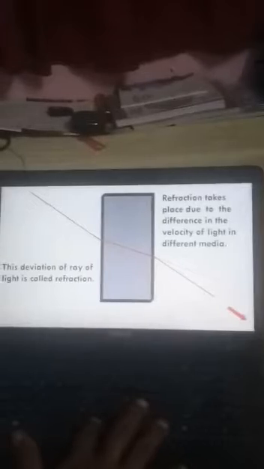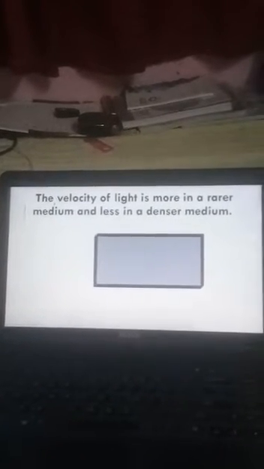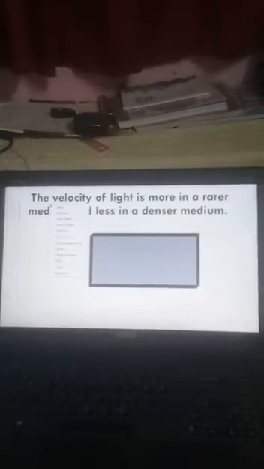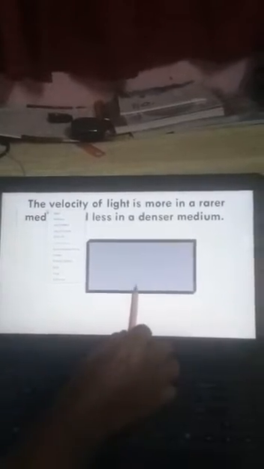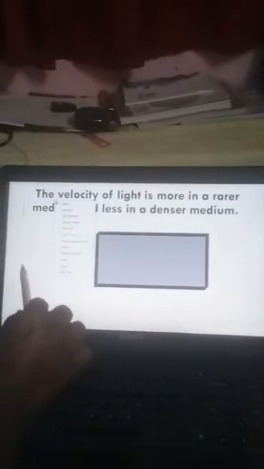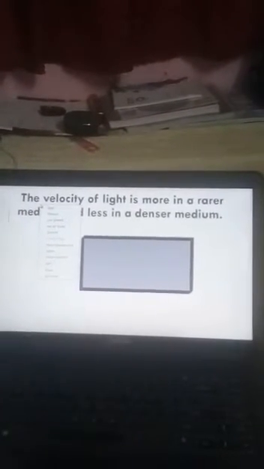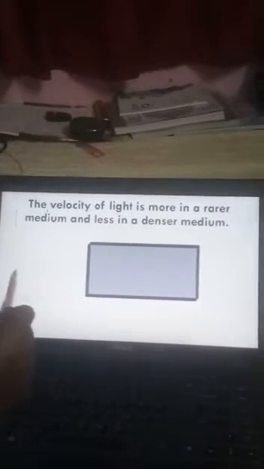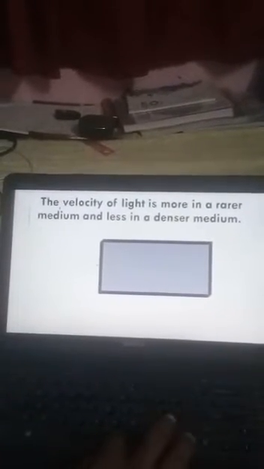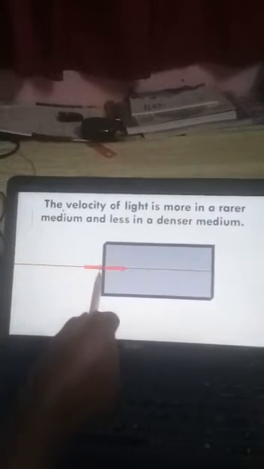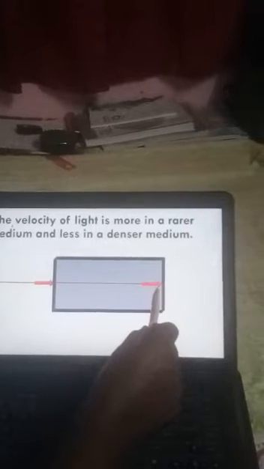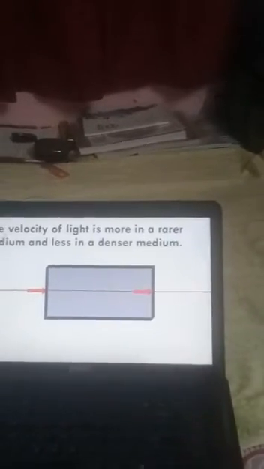Now, let us go to the next one. The velocity of light is more in a rarer medium and less in a denser medium. Say for example, here we are considering glass and air. Air is a rarer medium, whereas glass is a denser medium. So when it travels in air, it travels faster. When it enters the glass, it travels slower. Then when it comes out of glass and travels in air, it travels faster.